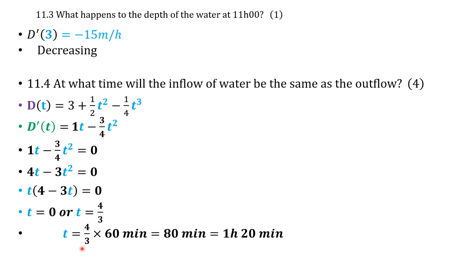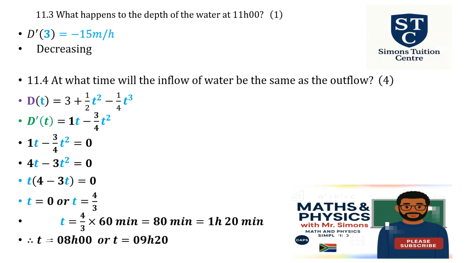So 4 over 3 times 60 minutes. Remember, we're working with hours, so 60 minutes in an hour. 60 times 4 is 240, divided by 3 gives me 80 minutes. And 80 minutes equals 60 minutes, which is 1 hour, and 20 minutes. So 1 hour and 20 minutes. That means at 8 o'clock, my flow of water going in and out would be the same, or at 20 past 9. An hour and 20 minutes later would give me 20 past 9.